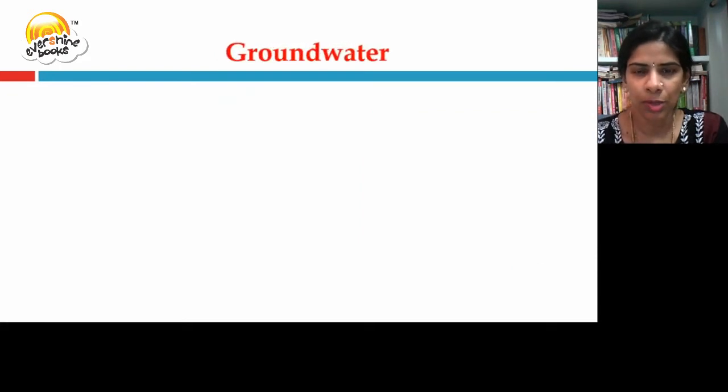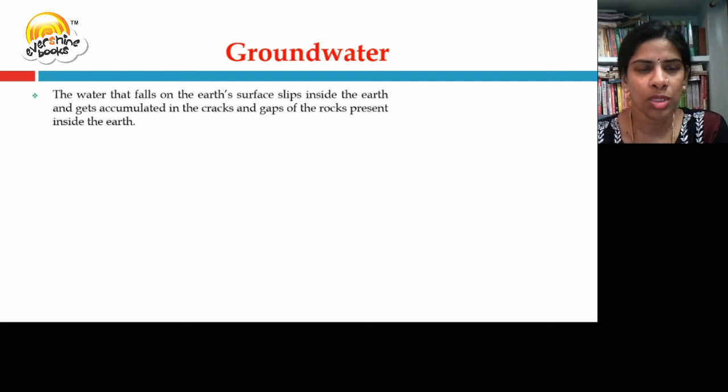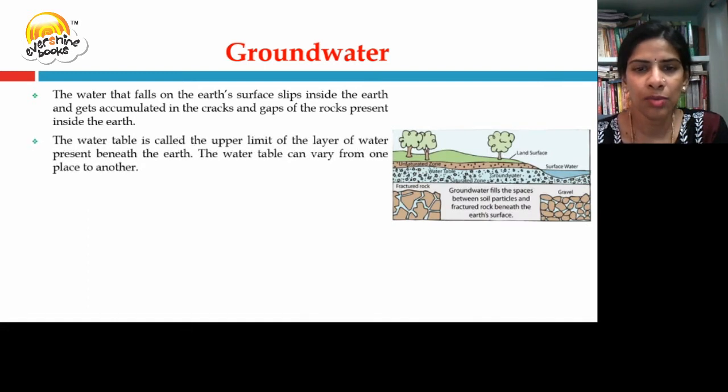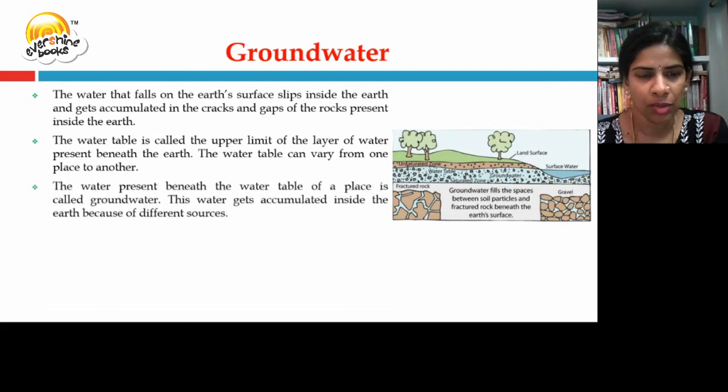Let us now discuss groundwater. The water that falls on the earth's surface enters the earth and gets accumulated in the cracks and gaps of the rocks present inside the earth. The water table is the upper limit of the layer of water present beneath the earth. The water table can vary from one place to another. The water present beneath the water table of a place is called groundwater.